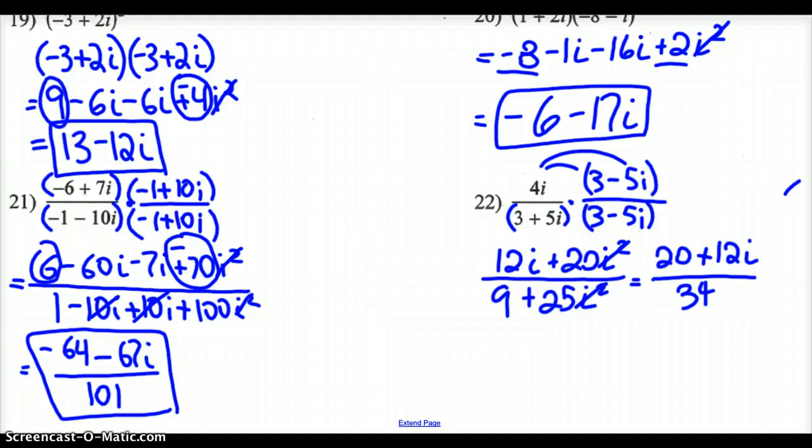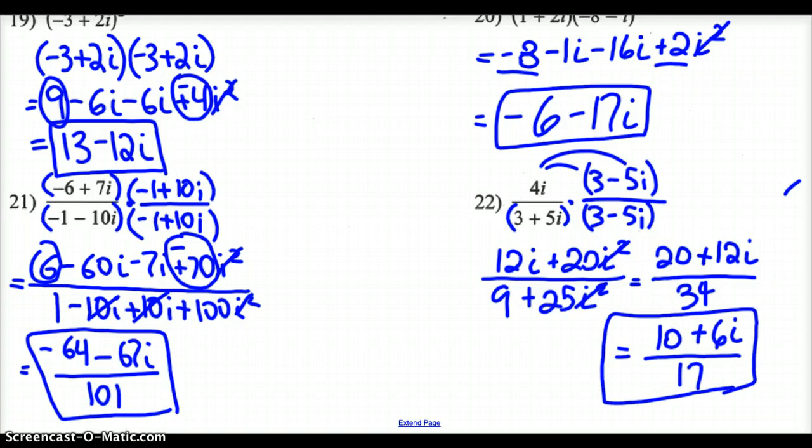34 in the bottom. I can factor 2 out of the top and a 2 out of the bottom, and they will cancel. So that would leave me, after getting rid of those 2 factors, with the answer looking like this.